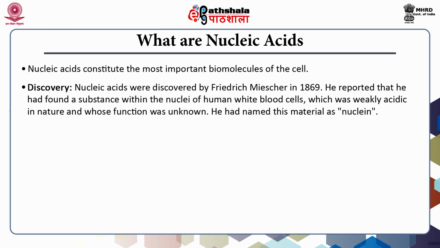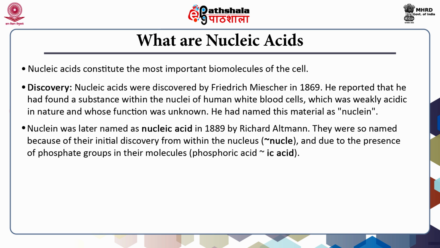A few years later, Miescher was successfully able to separate nuclein into protein and nucleic acid components. Nuclein was later named nucleic acid in 1889 by Richard Altmann. They were so named because of the initial discovery from within the nucleus and due to the presence of phosphate group in their molecules.